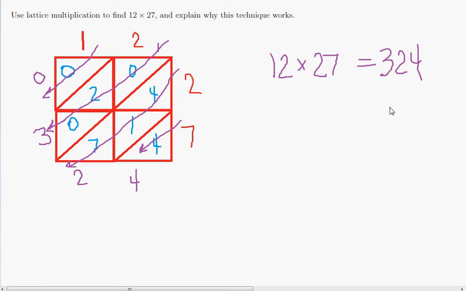Now, the next question is, why does this work? So in this product here, we imagine that this first diagonal here is the ones place, this diagonal is the tens place, this diagonal is the hundreds place, and this diagonal is the thousands place. So when I do 12 times 27, that's really 10 plus 2 times 20 plus 7. And then I use the distributive property to multiply this out.